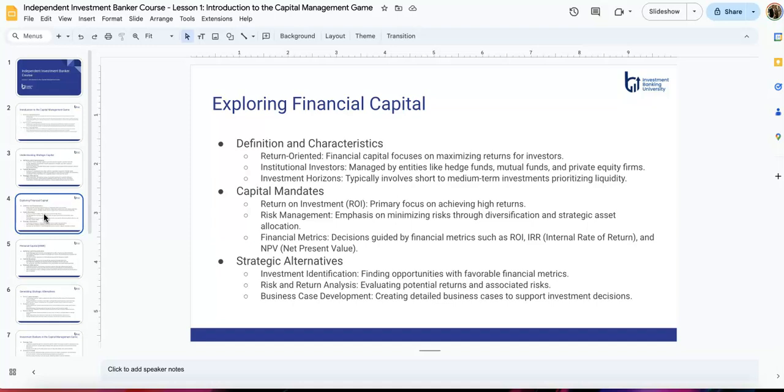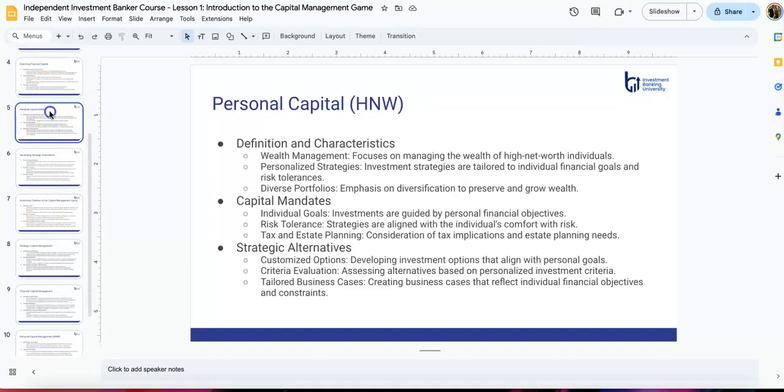In terms of capital mandates, we have specific ROI targets, in terms of returns, risk management as well. Financial metrics are a factor there. And the same thing on the strategic side, they need to find opportunities with favorable metrics, compare the risk to the return, and ultimately build that business case for that strategic alternative.